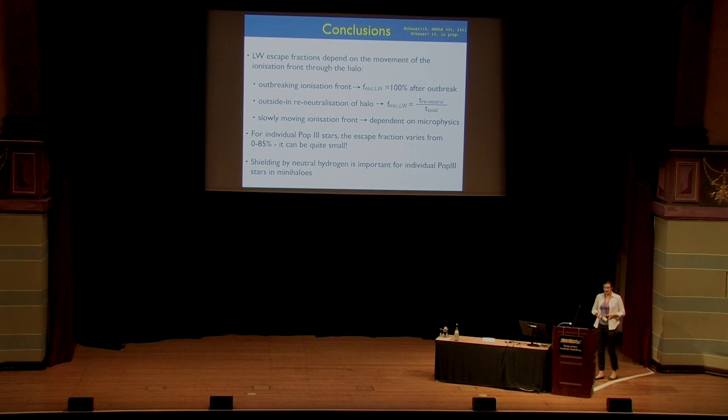I'm already at the end. I'd like to conclude. So for my Lyman-Werner escape fractions from the first galaxies, I can characterize my results by the movement of the ionization front, and I'd like to put them in 3 groups. So one is where I have an outbreaking ionization front, and there the Lyman-Werner escape fraction is 100% after the outbreak, and in general larger than 90%.